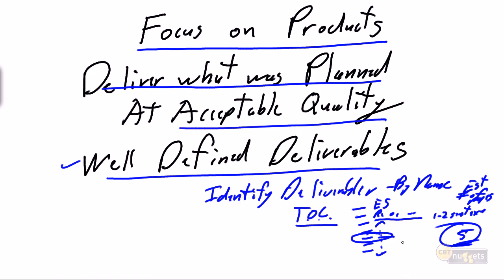So again, PRINCE2, focus on the products, deliver what was planned, and ensure that your deliverables are well defined so that you're properly managing the expectations in advance and not generating surprises when you deliver a current situation assessment document at 25 pages when the business was expecting probably a 400-page document that reviewed everything in minute detail.